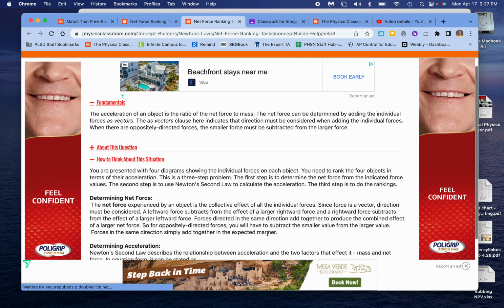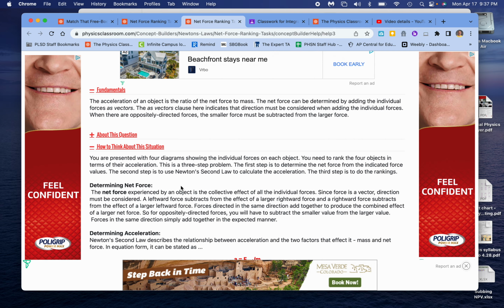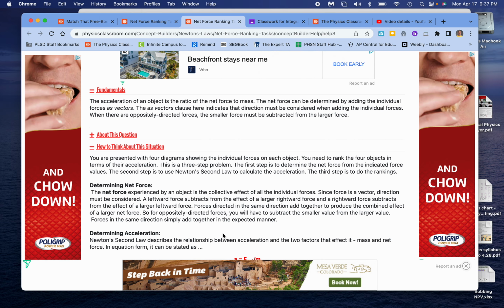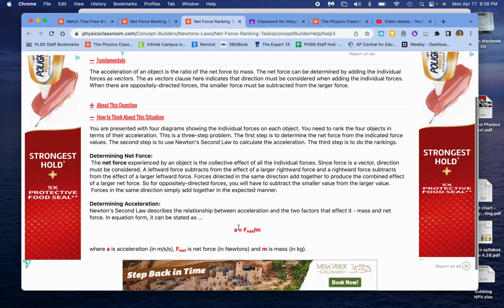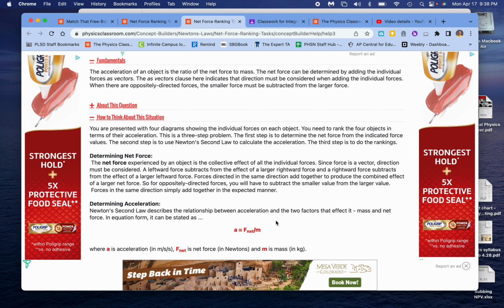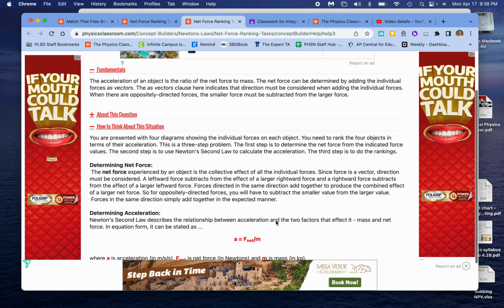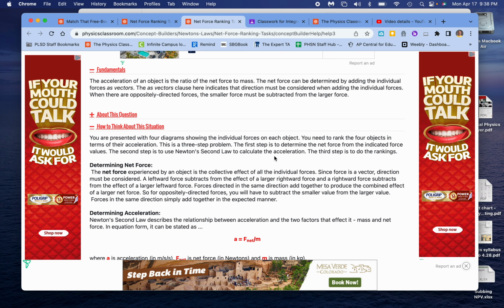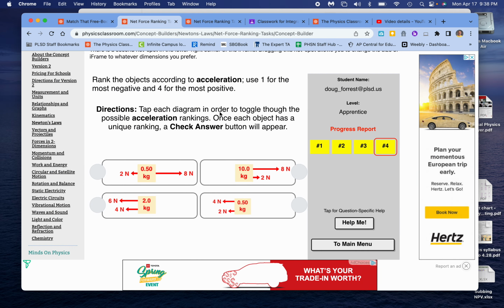It talks about how to get the net force and how to get the acceleration. So this is Newton's second law. I think the ones with net force are easier to figure out than the ones with acceleration. So when I go back here to this one, this is actually going to rank the objects according to acceleration. You'll tap each of these, 1, 2, 3, 4, 1 being the most negative, 4 being the most positive.